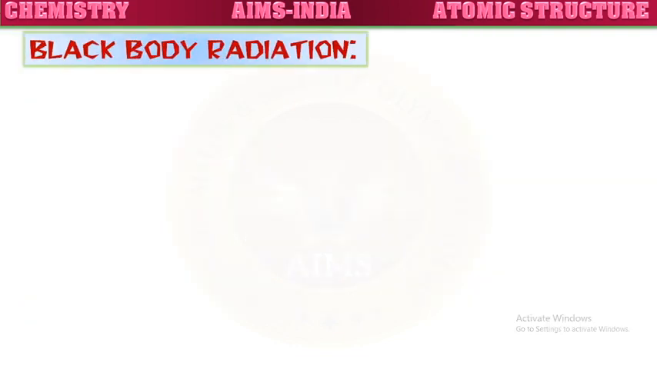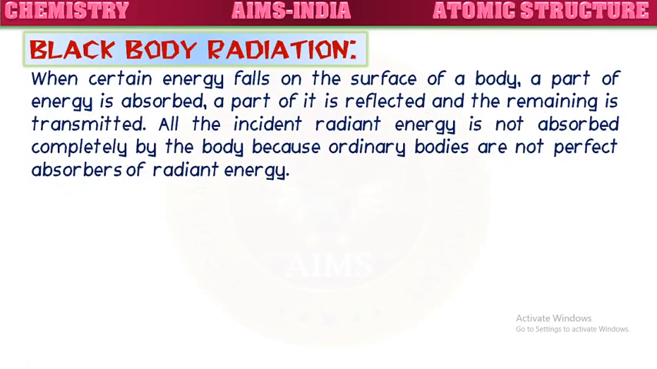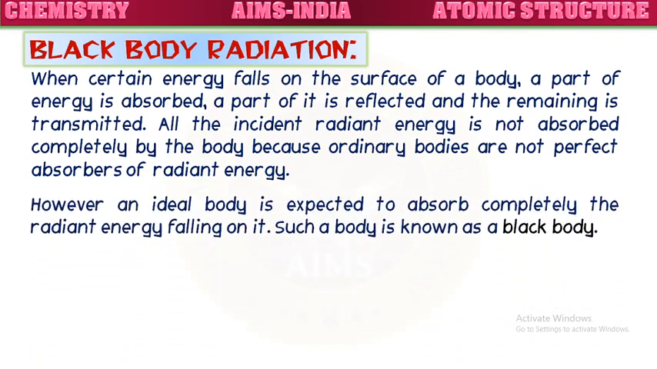So let us see what blackbody radiation is. When certain energy falls on the surface of a body, a part of the energy is absorbed, a part of it is reflected, and the remaining is transmitted. All the incident radiant energy is not absorbed completely by the body because ordinary bodies are not perfect absorbers of radiant energy. However, an ideal body is expected to absorb completely the radiant energy falling on it. Such a body is known as a black body.